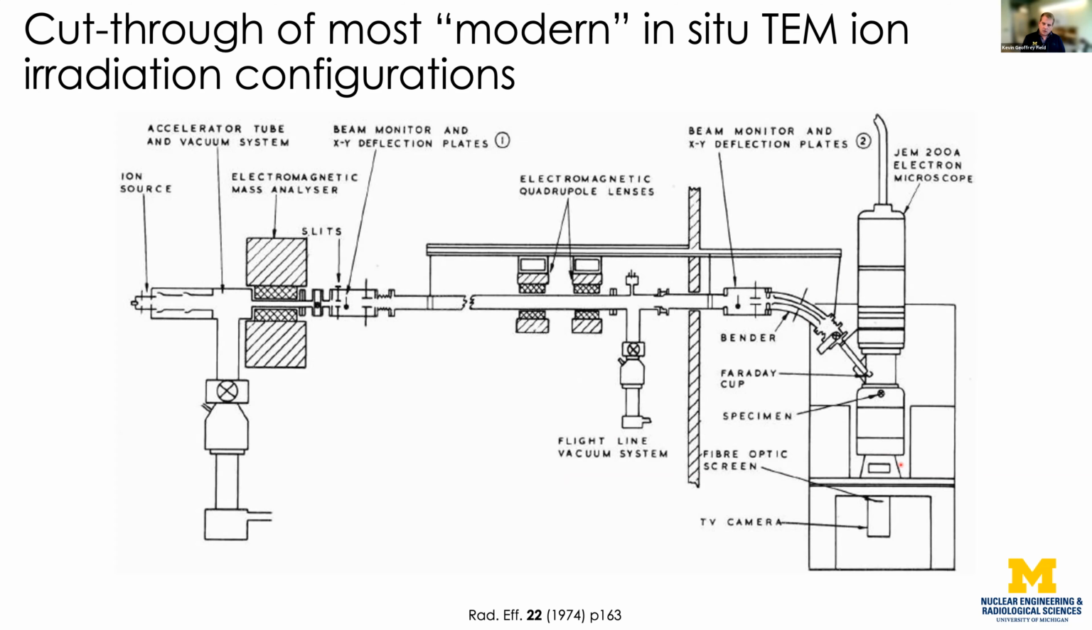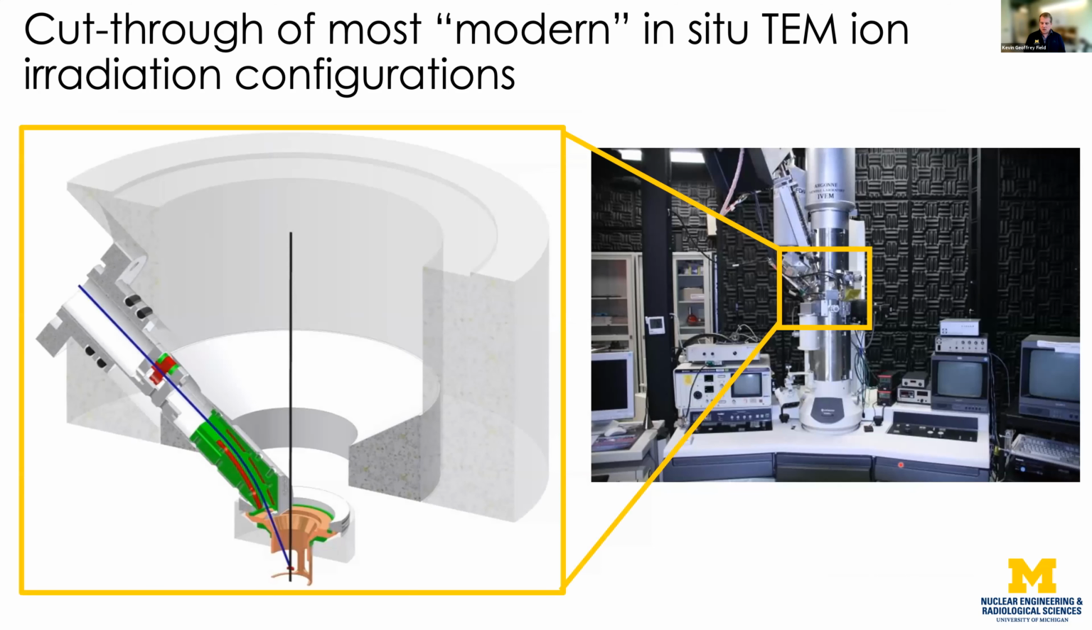What does it look like if you move forward a couple decades? It would look something kind of like this. So this is the IVEM facility at Argonne National Laboratory. So this is the intermediate voltage electron microscope facility where they have a Hitachi TEM system, and then they have their ion beam coming down through the sample.